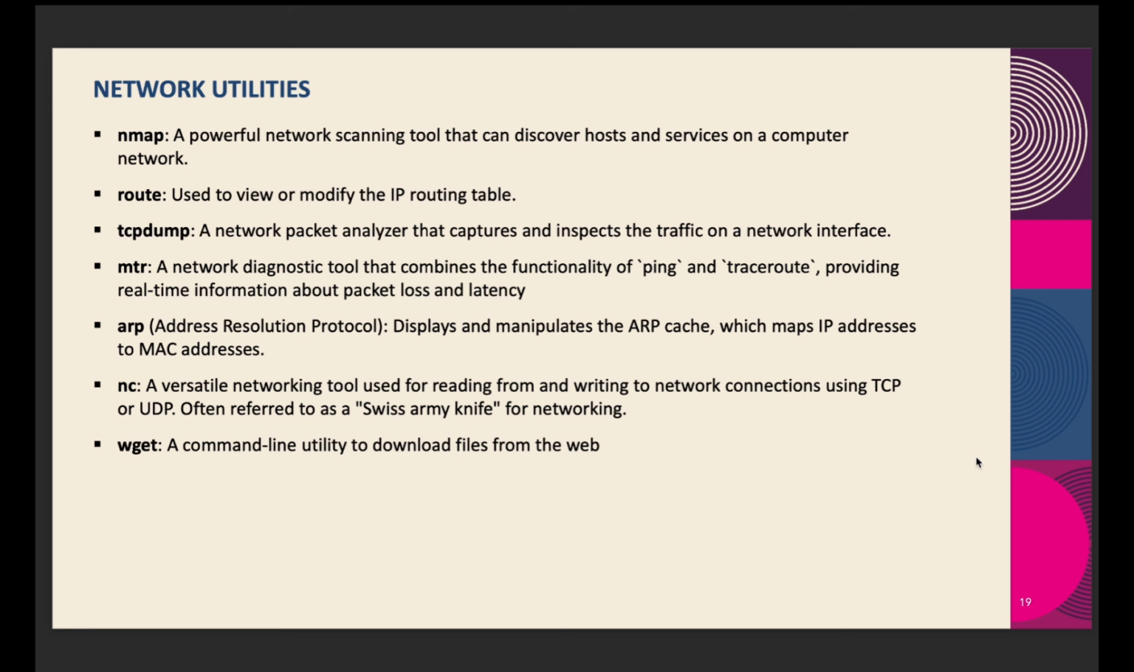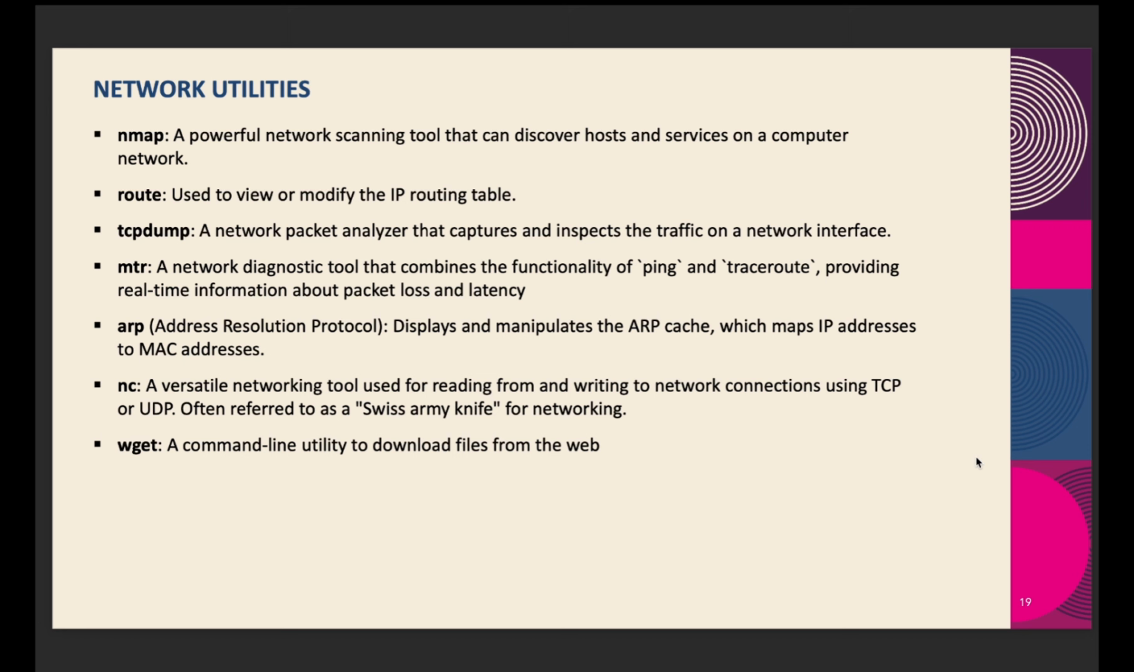MTR is a network diagnosis tool that combines the functionality of ping and traceroute, providing real-time information about packet loss or latency. So it's a much more powerful tool than traceroute and ping, and this is very helpful in real-life scenarios. ARP, Address Resolution Protocol, will display and manipulate the ARP cache, which maps IP addresses to MAC addresses.